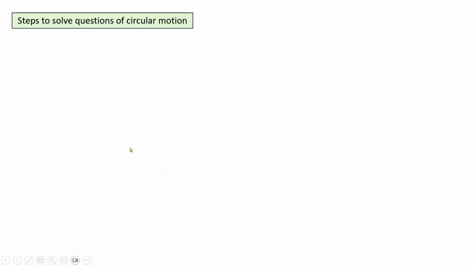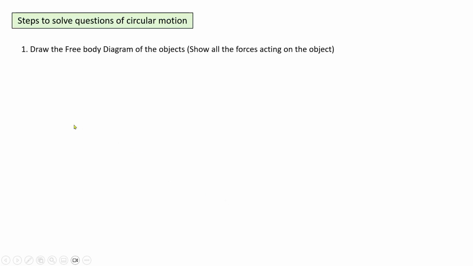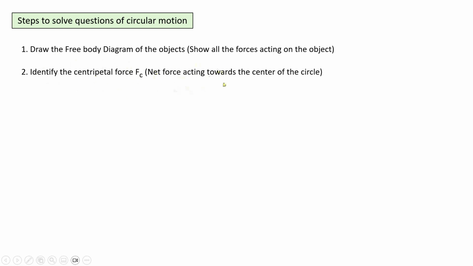Steps to solve questions of circular motion. There are 4 steps which we have to consider. Number 1, we need to draw the free body diagram of the object, which means basically just show all the forces which are acting on the object. Number 2, identify the centripetal force. And how do we do that? It is the net force which is acting towards the center of the circle. We will understand this with a few examples.